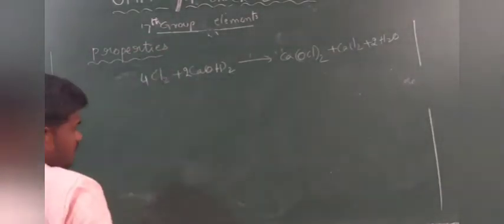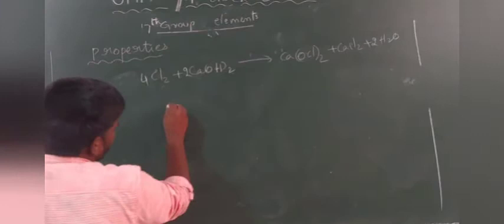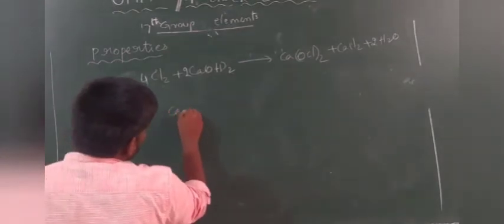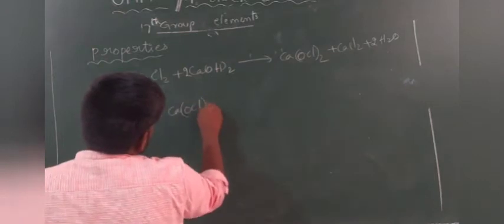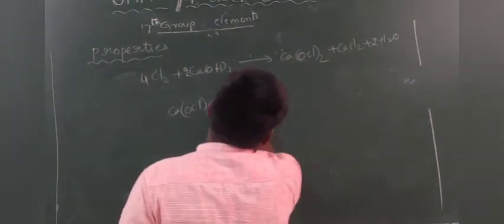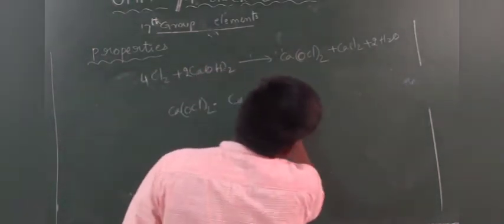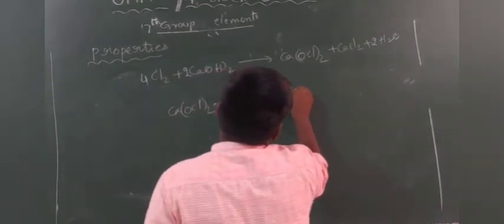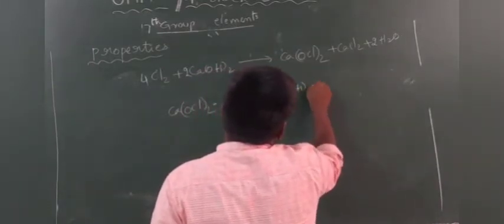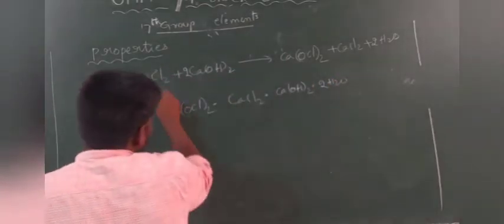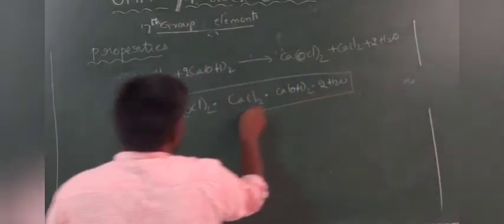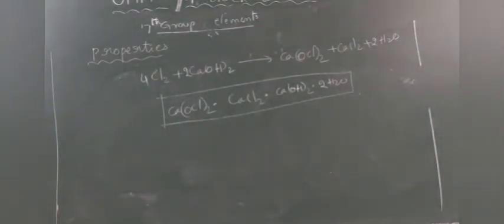And next one, the composition of the bleaching powder is Ca(OCl)2 dot CaCl2 dot Ca(OH)2 dot 2H2O. So this is the composition of the bleaching powder. So which is the composition of the bleaching powder. So right.